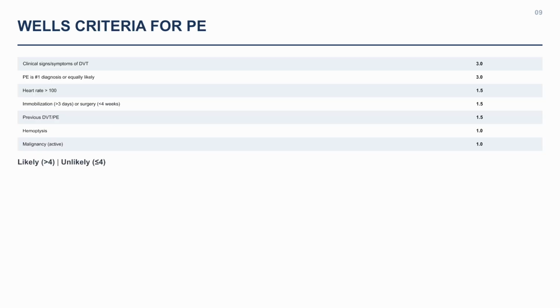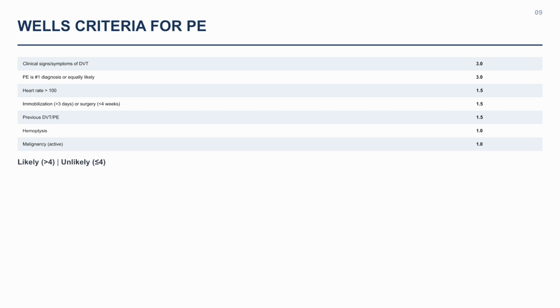The Wells criteria assigns points to clinical features. Clinical signs of DVT and PE being the number one diagnosis each earn 3 points. Heart rate above 100, immobilization for more than 3 days or surgery within 4 weeks, and prior DVT or PE each earn 1.5 points. Hemoptysis and active malignancy each earn 1 point.